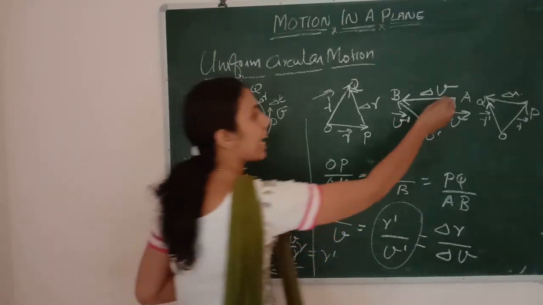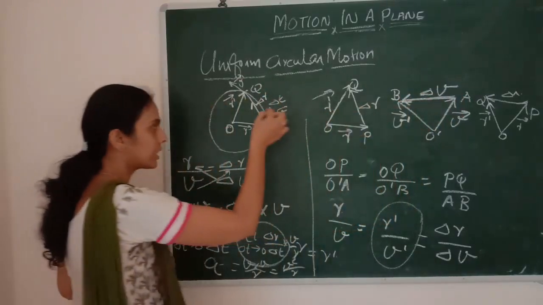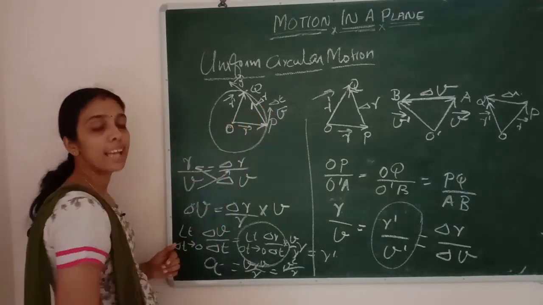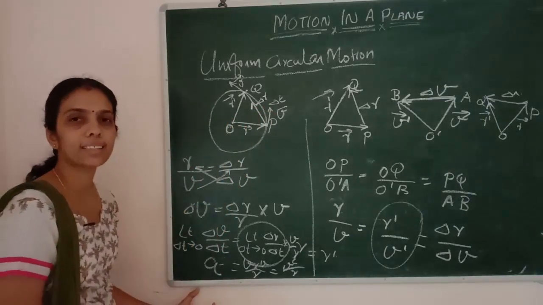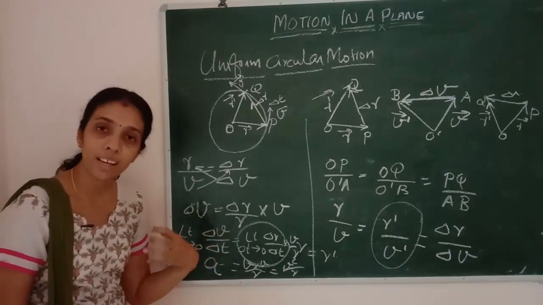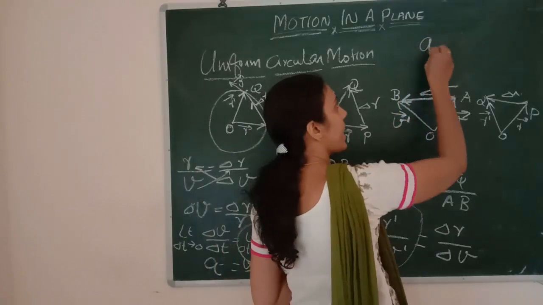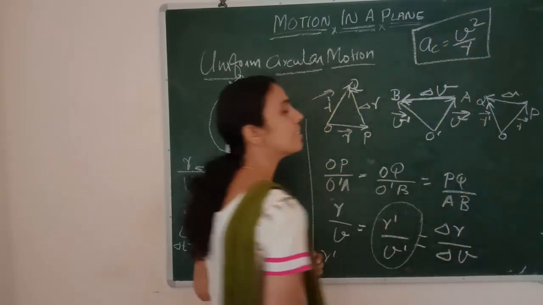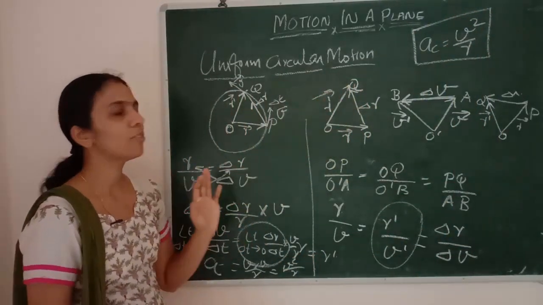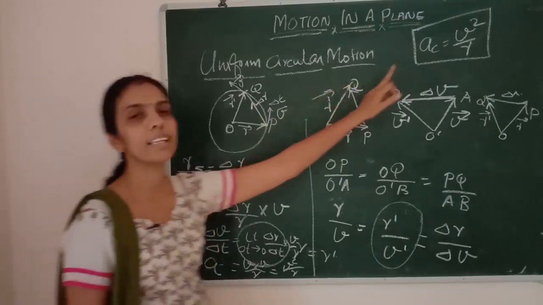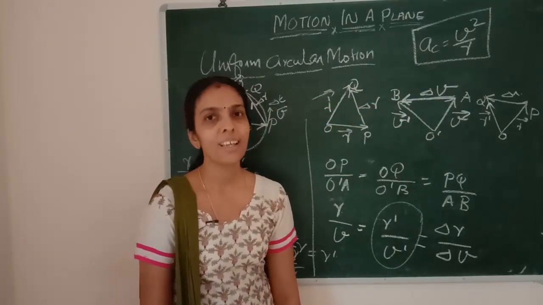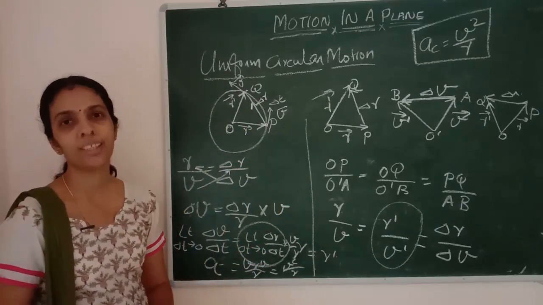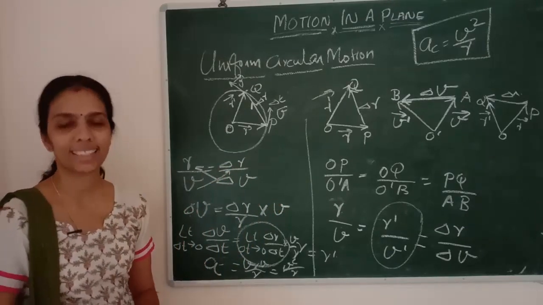In which direction is it acting? It is acting in this direction, that means it is acting towards the center of the circle. So centripetal acceleration will always act towards the center. The formula for centripetal acceleration is V square by R, acting towards the center. Okay, clear? This is an important derivation. AC equals V square by R. This is centripetal acceleration, which acts towards the center of the circular path.